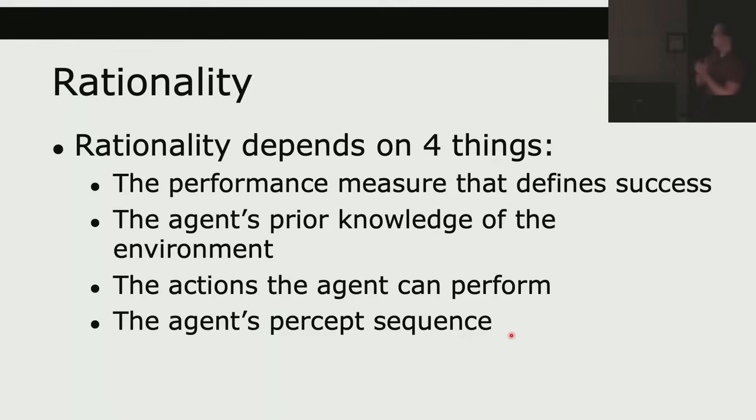So rationality depends on 4 different things. It depends on the performance measure that we just talked about that defines the success, the agent's prior knowledge of the environment, the actions that the agent can perform, and the percept sequence. This is what defines rationality. The agent that does the best that they can given what they know.